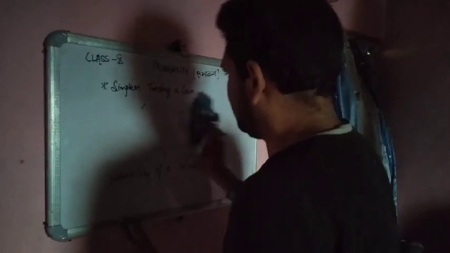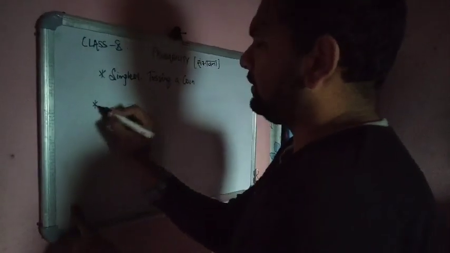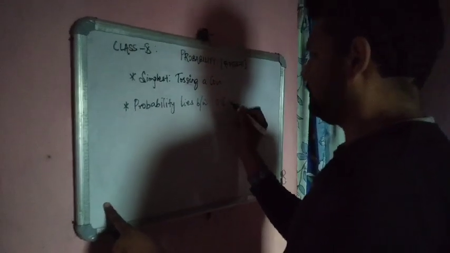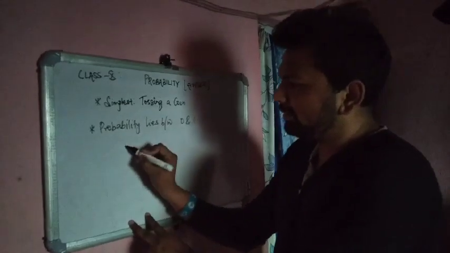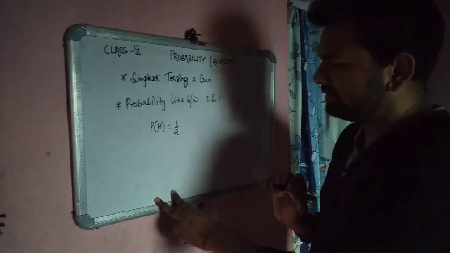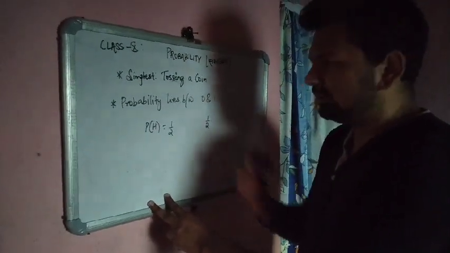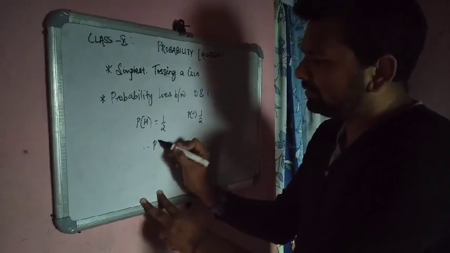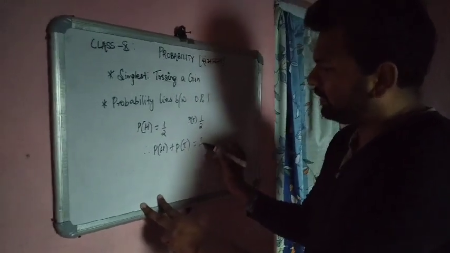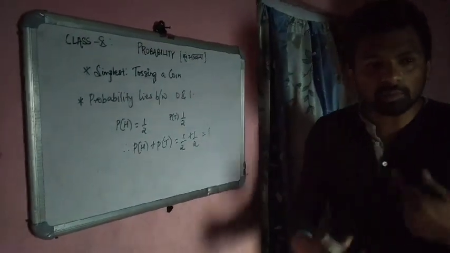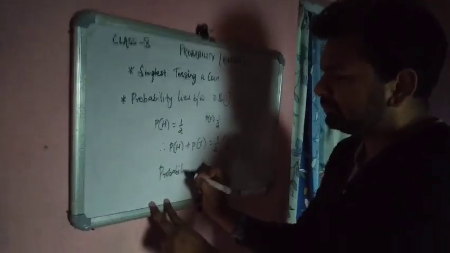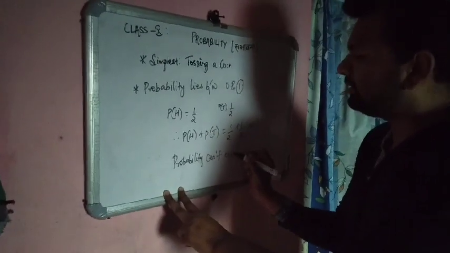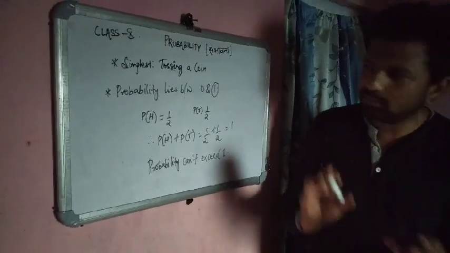Okay, let me write this. Probability lies between 0 and 1. Now let us take the same example of tossing a coin. Probability of getting head is half, isn't it? So what will be the probability of getting tail? That is again half. So the probability of getting head plus the probability of getting tail will be equal to half plus half, that is 1. So the total probability is 1. Probability cannot exceed 1. So probability always lies between 0 and 1. This you have to understand.